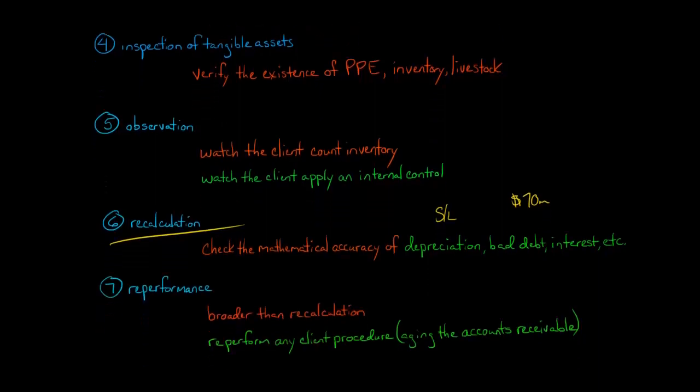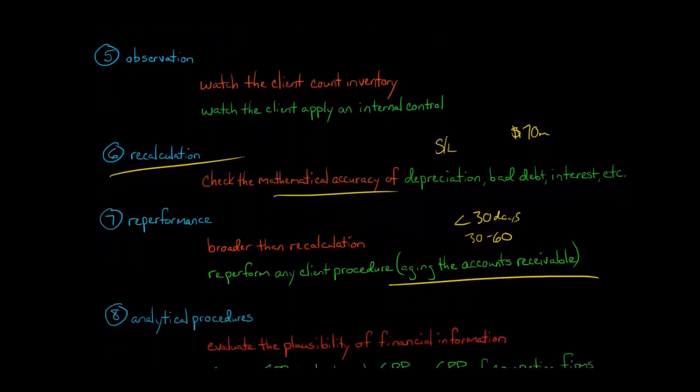Reperformance is similar to recalculation. So you might think, oh, how is this different? But it's a little bit broader. Reperformance has to do with not just mathematical accuracy. It could be anything. You could say, I want to go and actually age the accounts receivable. I know the client did it. The client performed an aging of accounts receivable and said, oh, okay, these accounts are less than 30 days due. These accounts are 30 to 60 and so forth. They did all that. They grouped the receivables and so forth. But you could go as the auditor and say, I'm going to perform the aging of the accounts receivable. I'm going to reperform that task and see if I get the same result that the client got.